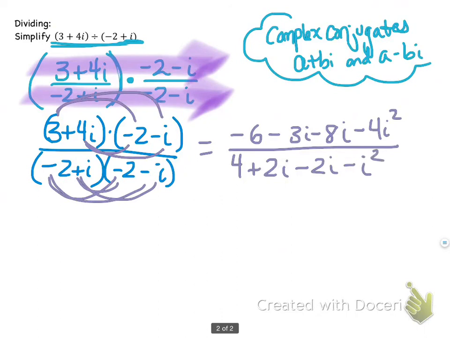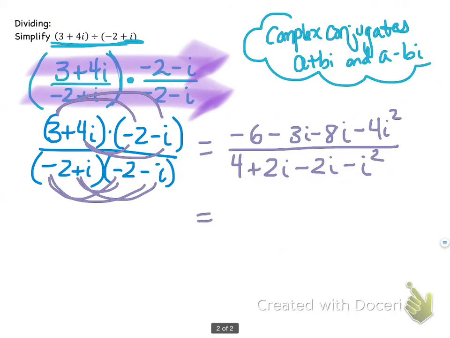So something to look at and to note is that here in the bottom, where I multiplied a number times its complex conjugate, I've got 2i minus 2i. And so that cancels out to 0. And that's actually why we multiply by the complex conjugate, because it gets rid of the imaginary parts in the denominator, because those two are always going to cancel out.